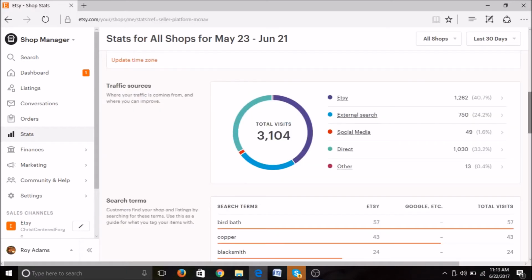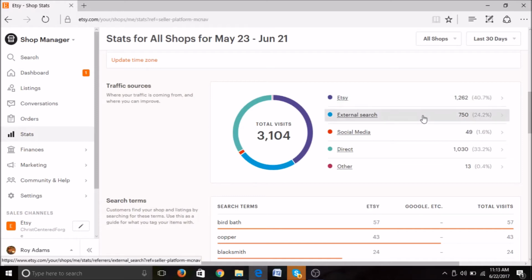The next item down, you will see traffic sources. This shows where your traffic is coming from and also says where you can improve. Of my graph there, most of it, 40%, is on Etsy. During the last 30 days, we've had 1,262 views. This is coming from Etsy specifically.